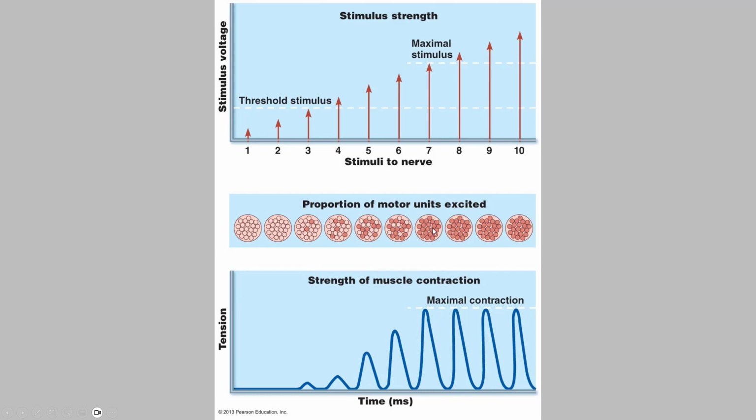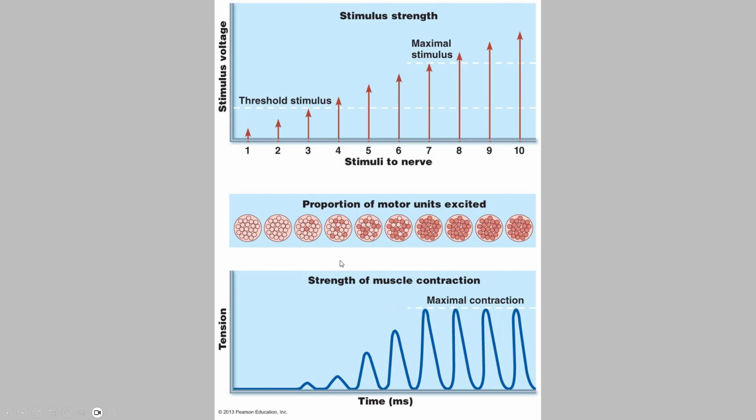But here we can see in number 7, we've activated all of those muscle cells. So if we send a stronger stimulus, like we see with number 8, number 9, number 10, the stimulus keeps getting stronger, but in number 7, we already activated all of the muscle cells. You can't activate more than all. So in number 8, 9, and 10, even though the stimulus is stronger, we still have the same number of muscle cells contracting. So the result is in 7, 8, 9, and 10, the tension is the same.